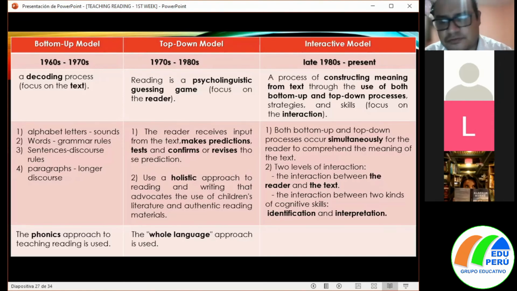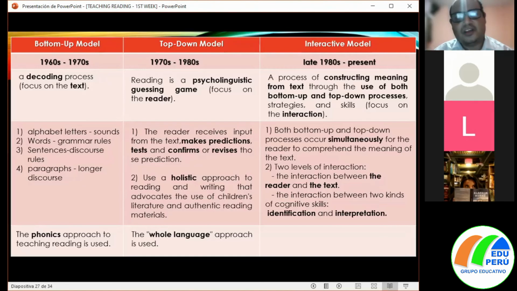Whole language. Complete language? Yeah, all right. Okay, that's it. Any other idea? Complete language, whole language. At the beginning of this session, I told you a little bit about this term, whole language.